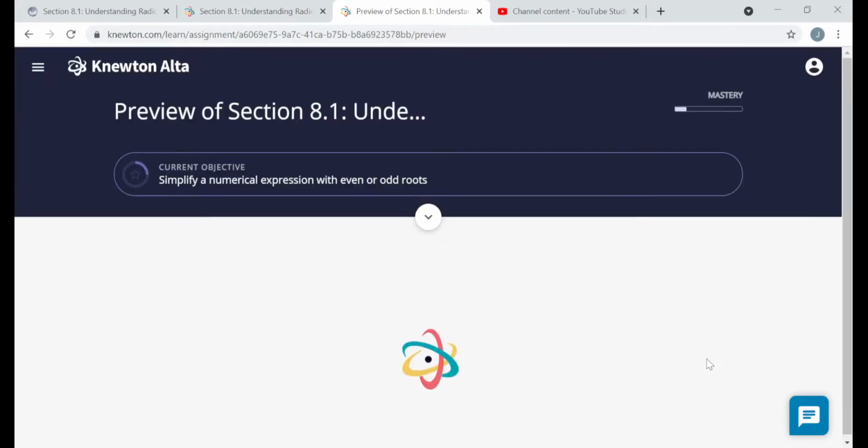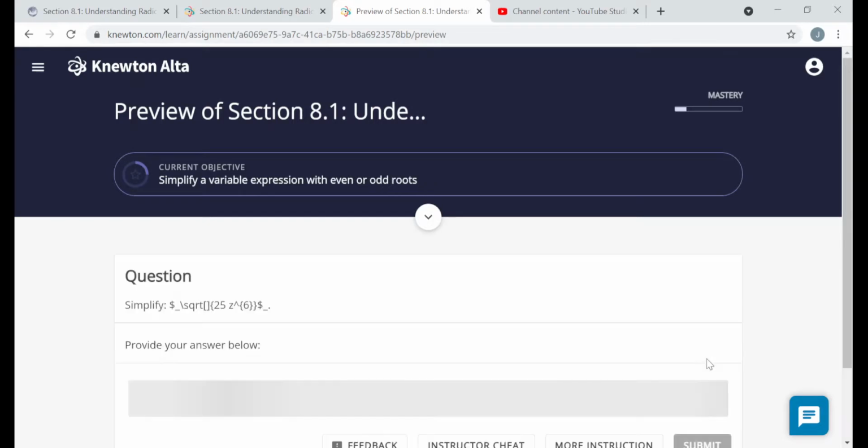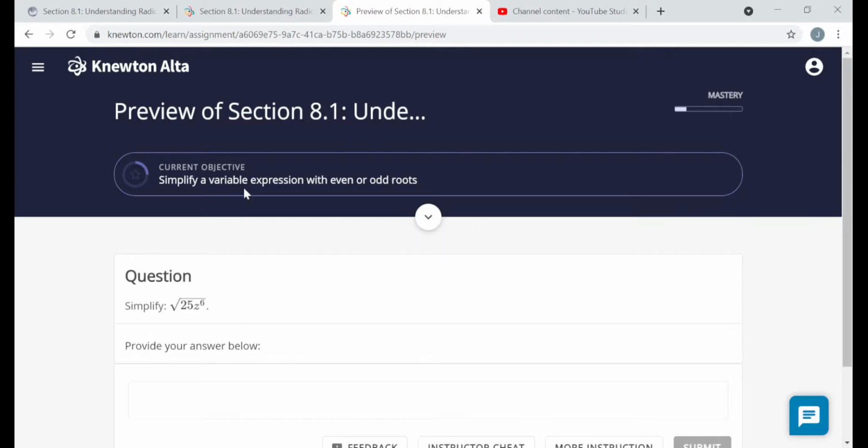All right, so moving on. We're back in the objective: simplify a variable expression with even or odd roots. So once again, I'm given an even root, a square root. If there's no index, if there's no number in here, it's the square root. And when you see an even root, that's the principal even root, the principal square root. The result can't be negative for any value of z. So let's write this out.